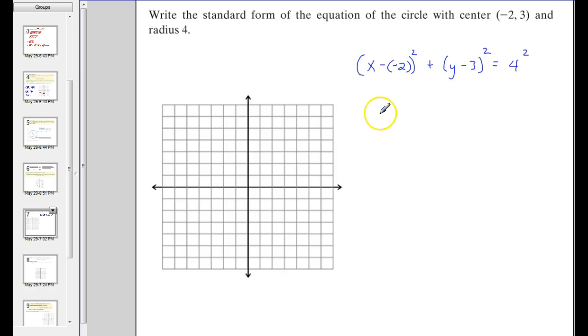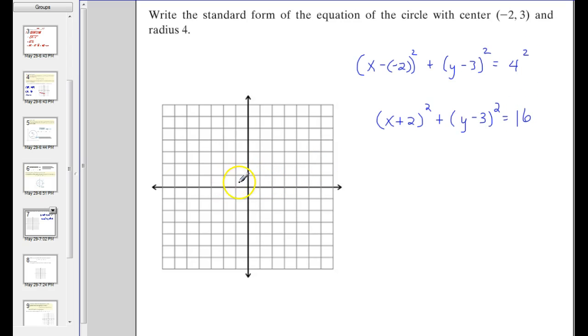Minus a negative is the same as a positive, so that's x plus 2 squared. And then always actually square that radius. So instead of 4 squared, we're going to write 16. Okay, so when you're giving me the answer, don't leave it like this. Actually square the 4 and give me 16. Alright, now let's plot it.